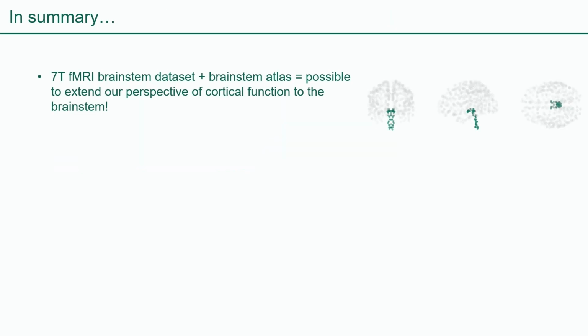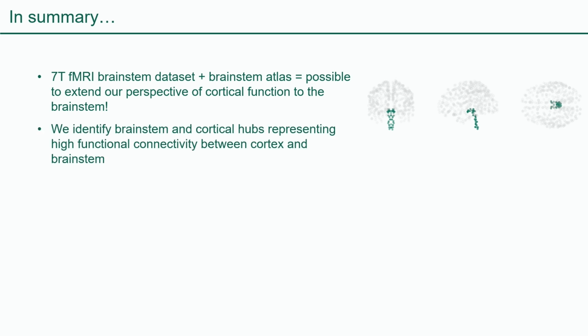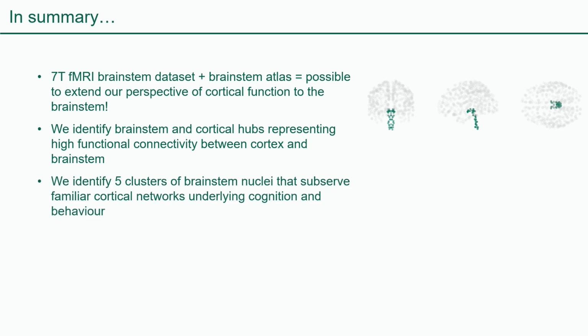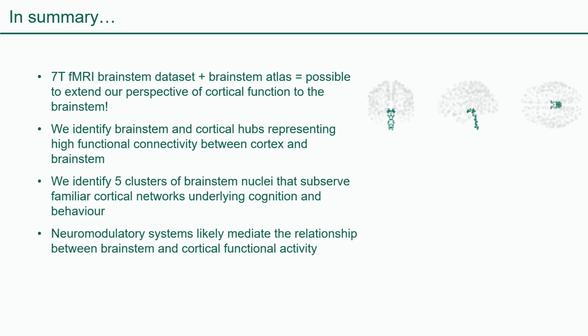So altogether, this is kind of a whirlwind summary showing you that we can take the 7T fMRI brainstem dataset and the brainstem atlas to extend our perspective of the cortical functional connectome into the brainstem. And we find these hubs that are representing strong connectivity between brainstem and cortex. We find clusters of brainstem nuclei that subserve very familiar cortical networks that are involved in very specific domains of psychology and cognition. This relationship between the cortex and the brainstem is likely mediated by these neuromodulatory systems, the neurotransmitters that are synthesized in the brainstem, and then the receptors that are expressed in the cortex.